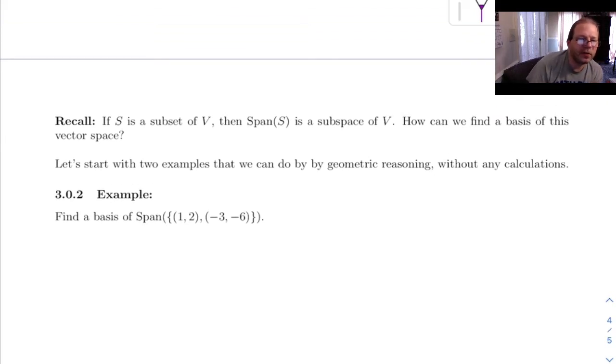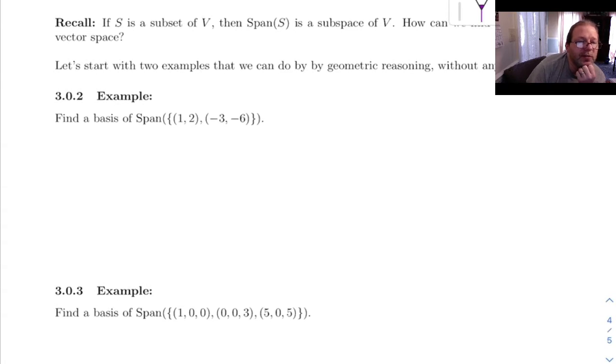Okay, recall that if S is a subset of V, then the span of S is a subspace of V. And what we want to do is figure out how to find the basis of this vector space, this subspace. So we'll start with a couple of examples that we can do just by geometric reasoning and thinking about stuff. And then after that, we'll do some additional examples that require us to do some calculations.